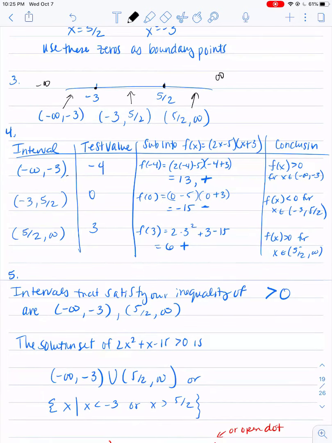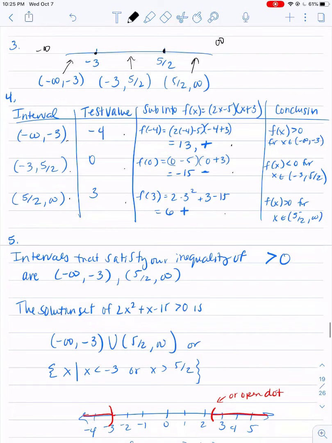So now we make our table of values. We have our different intervals, and then I put our test values here, which are between the intervals. I substitute into f of x equals 2x minus 5 times x plus 3. So here, it's positive, negative, and then positive. So in conclusion, for negative infinity to negative 3, we have f of x is greater than 0 for x in that interval. For negative 3 to 5/2, we have f of x is less than 0 for x in that interval. And for 5/2 to infinity, we have f of x is greater than 0 for that interval.